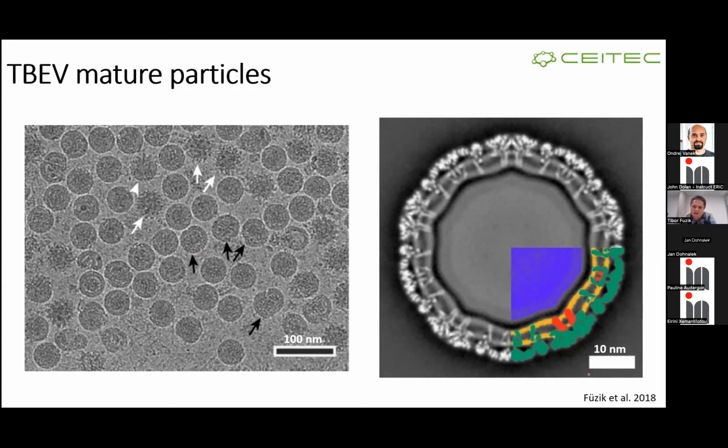And then you can see a cross-slice through reconstruction, where you can see that this virus has a double membrane, which is inherited from the cell during the budding process, which is densely covered by the so-called envelope proteins, the ectodomain of the envelope protein, which is anchored inside the membrane. Inside the membrane, there is another protein. It's called the M protein, the membrane protein, which is forming a complex with the E protein.